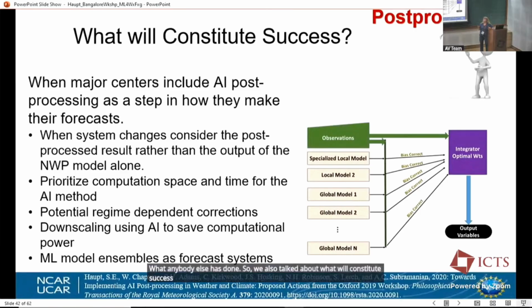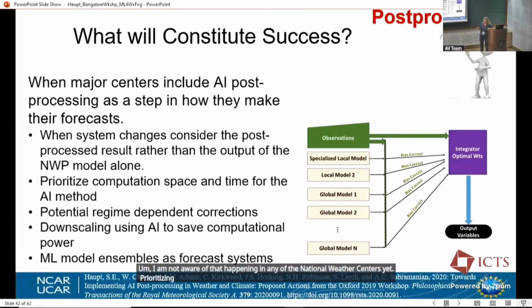So we also talked about what will constitute success. And that's when we said that it was when the major centers include AI post-processing as a step in how they do their forecasting. And it always bothers me. I go to all the NOAA workshops and they're talking about how to configure their models, and sort of like, you should be evaluating it after post-processing and constructing your ensemble methods in ways that the post-processing will be more successful. I am not aware of that happening in any of the national weather centers yet.